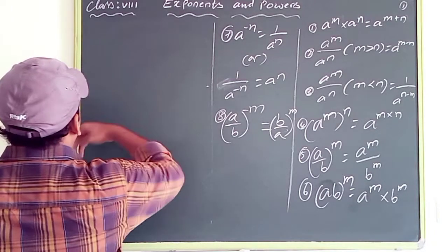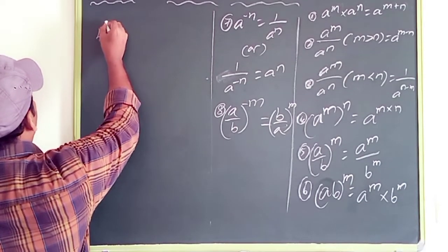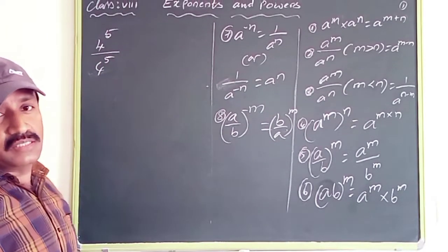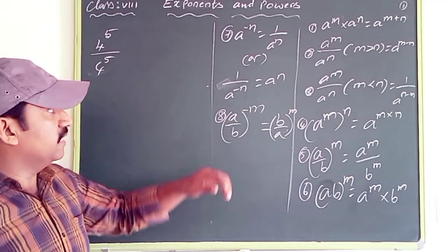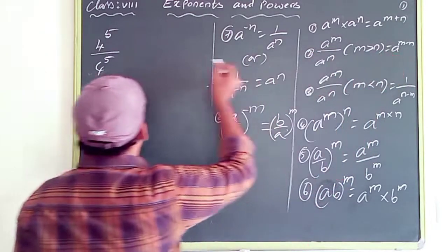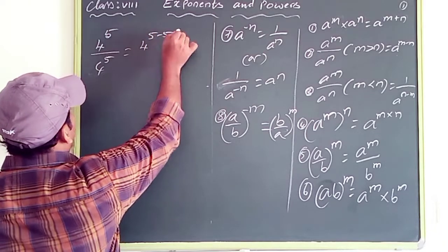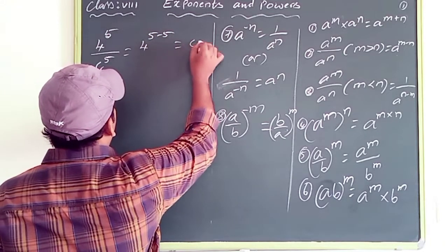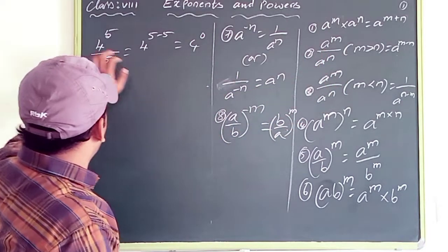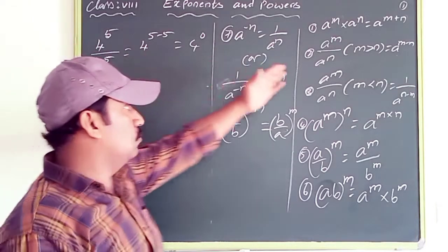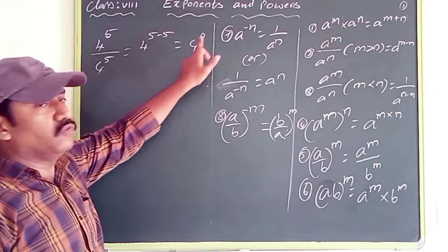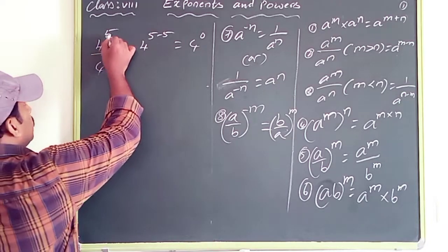And another very important concept, for example, 4 power 5 by 4 power 5. How can we write this using this formula? Come and tell me. Yes, a power m by a power n is equal to a power m minus n. Then I can write 4 power 5 minus 5, that means 4 to the power of 0. Correct? According to this formula, because I have the same base in both, I can use a power m by a power n, then I will get a power m minus n, that means 5 minus 5. So 4 power 0.